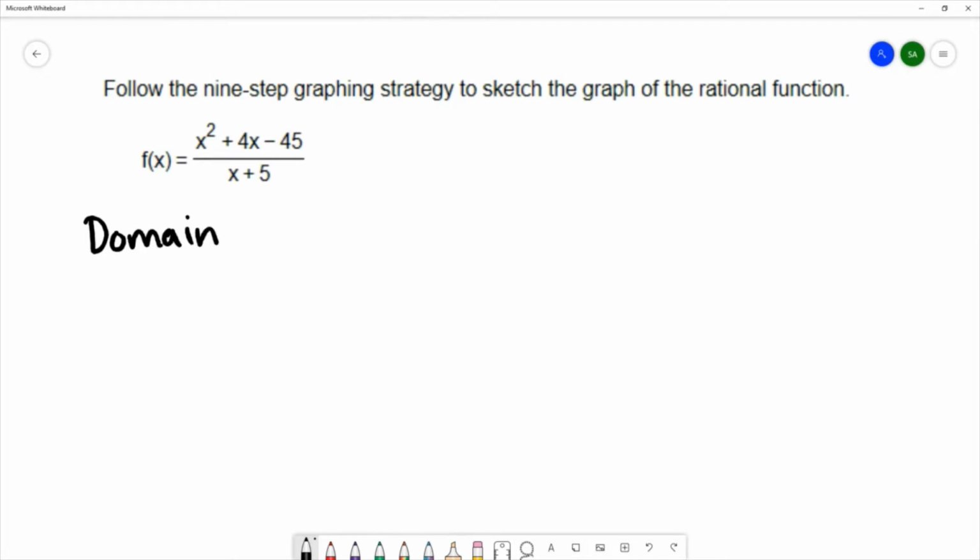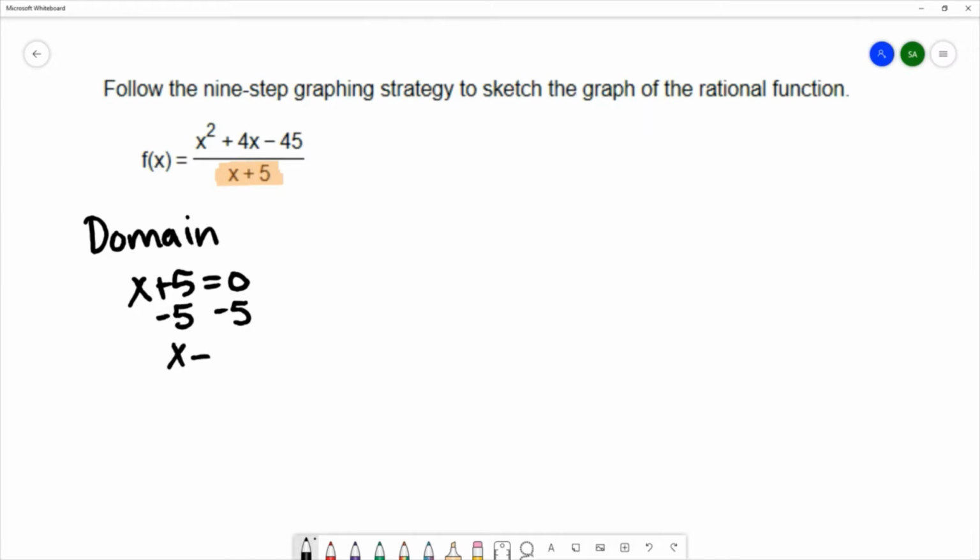And for rational functions, division by zero, actually for any functions, division by zero is undefined. But especially since we have rational functions, we have variables in the denominator, and the possibility of dividing by zero can occur. So we want to set the denominator equal to 0 to figure out any restrictions we might have on x. So we'll set the denominator equal to 0 and solve.